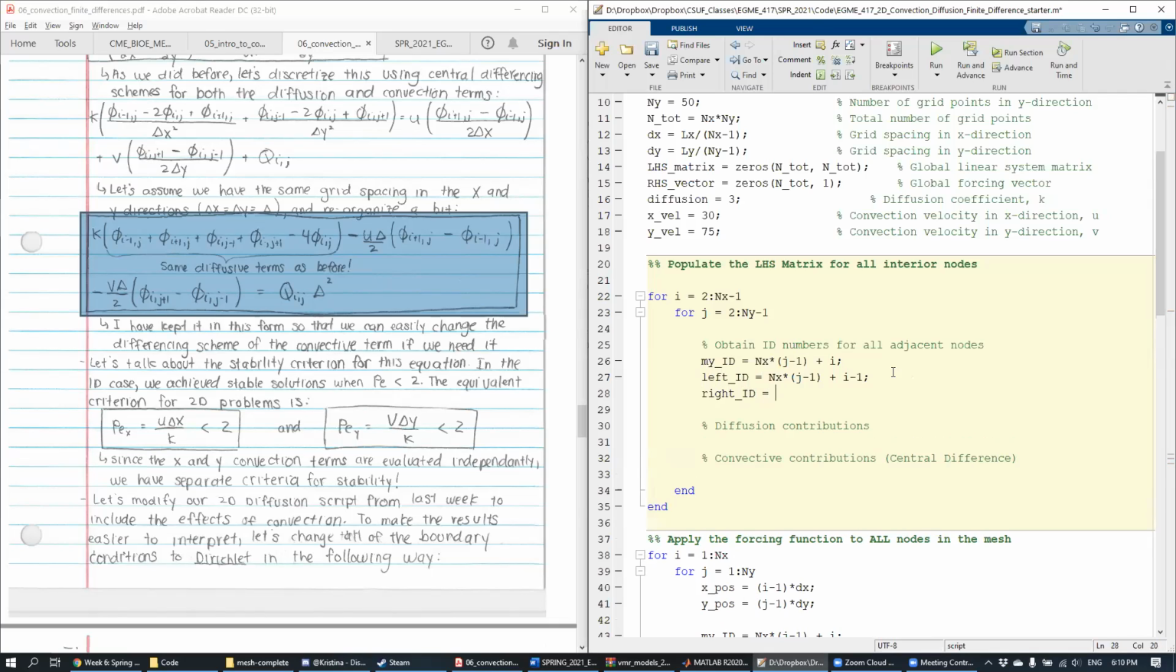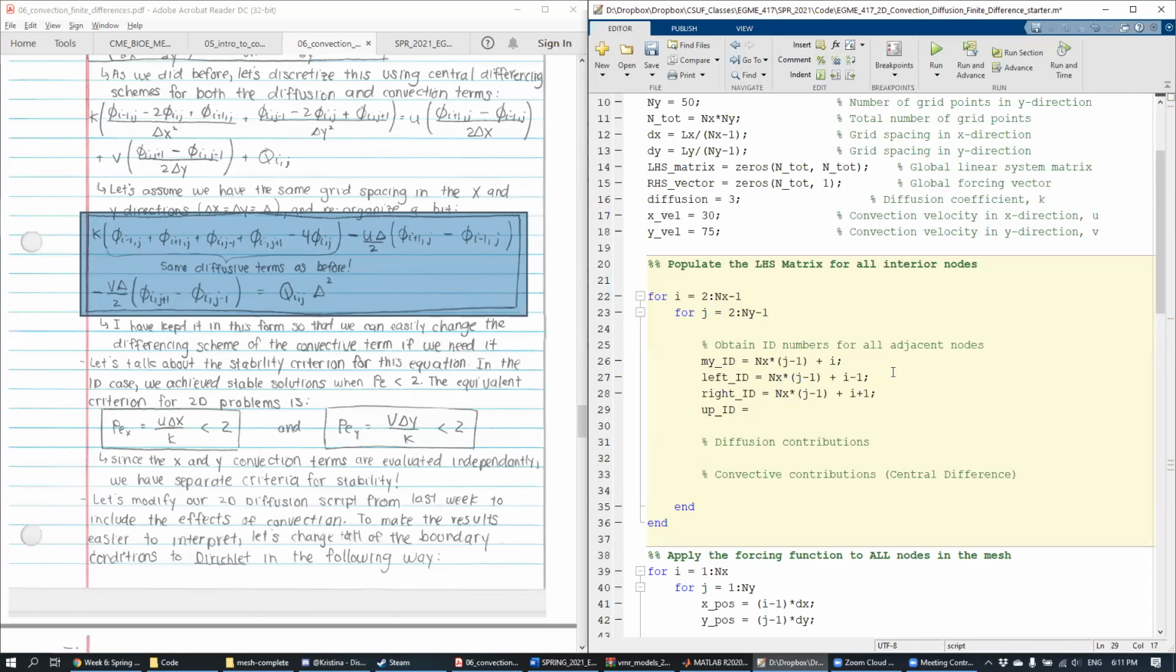Then let's compute the ID number for the right neighbor. This is going to be nx times (j minus 1) plus (i plus 1). So instead of i minus 1, we apply i plus 1 for this case.